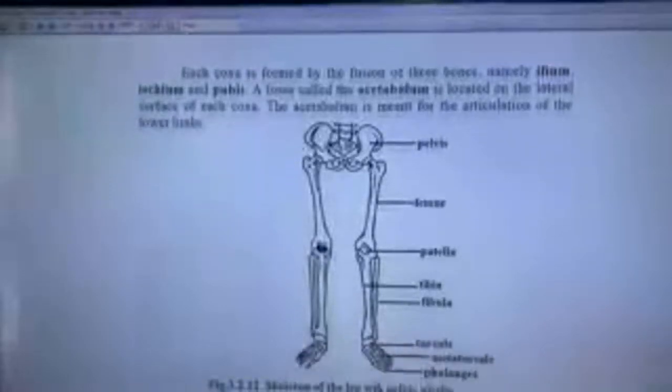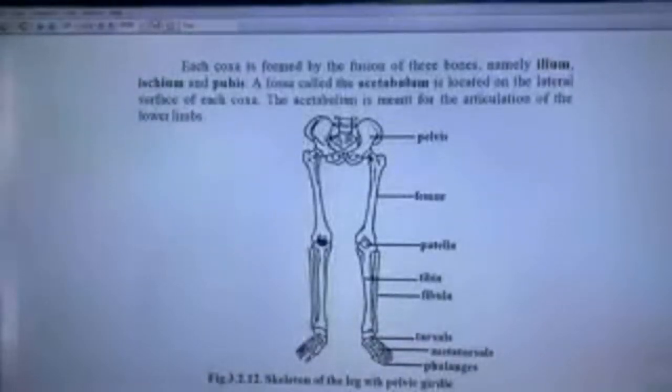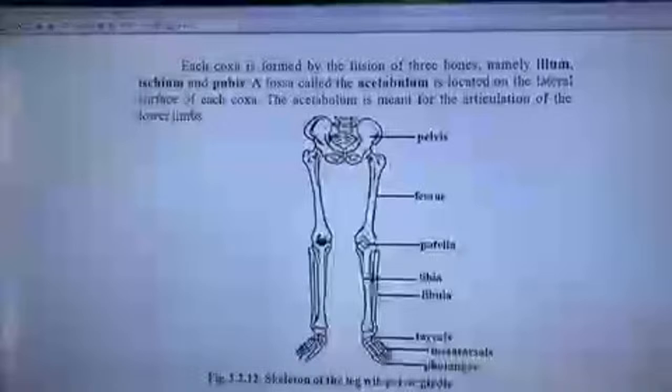Each coxa is formed by the fusion of three bones, namely ilium, ischium, and pubis. A fossa called the acetabulum is located on the lateral surface of each coxa. The acetabulum is meant for the articulation of the lower limbs.